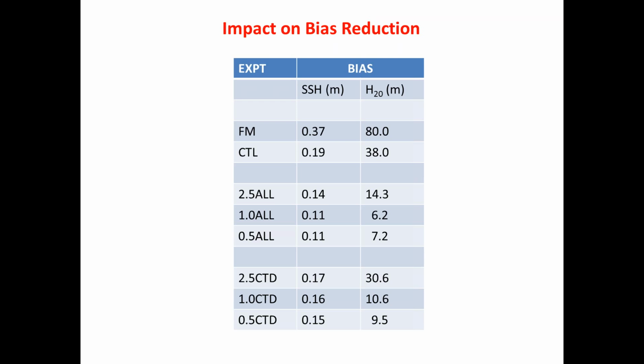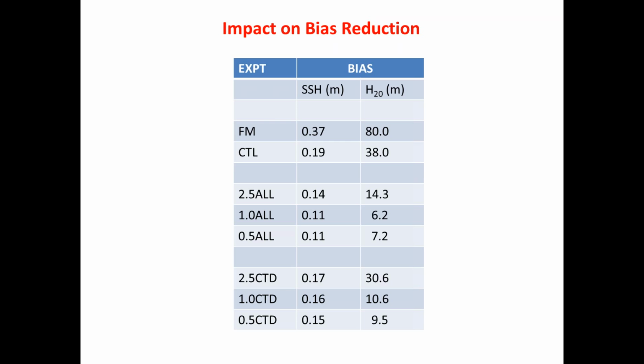And here you see that the 20 degree isotherm depth has a large positive bias that's reduced. Associated with that is the steric component of SSH, because the deep 20 degree isotherm depth is associated with a warmer water column and thus higher SSH. So if you correct the water column temperature, as the assimilation does here, you also correct the bias in SSH, as you increase the average density of the water column.